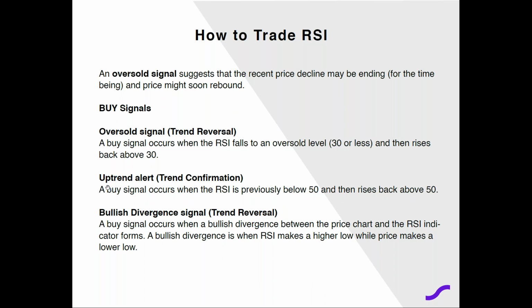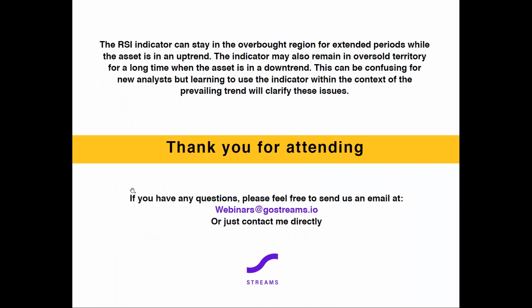Okay, that's when we start seeing a trend, as we call it. I'll show you guys again as well the 50 mark. Bullish divergence signal, trend reversal. A buy signal occurs when a bullish divergence between the price chart and the RSI indicators forms. A bullish divergence is when the RSI makes a higher low while the price makes a lower low. Okay, again, this is when we have it oversold. We need to try and get into those trades, those buy trades, if possible, and to watch our trades carefully.